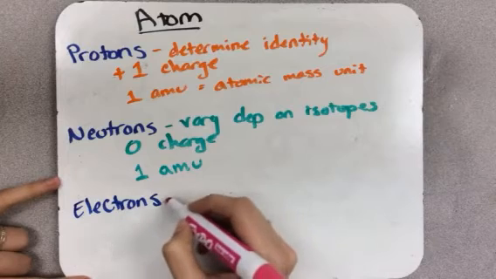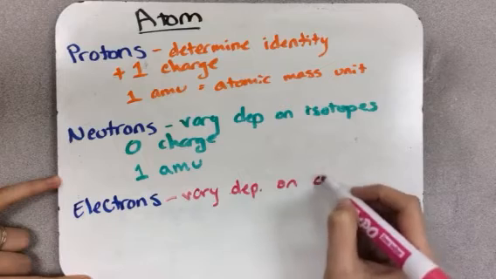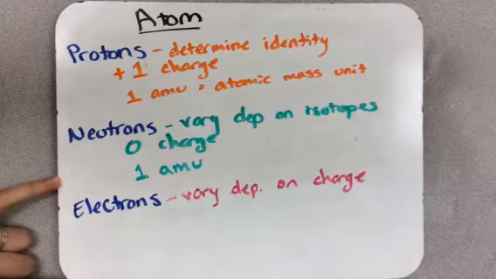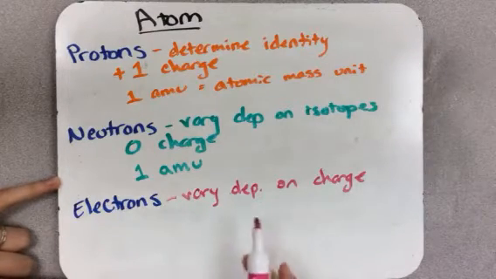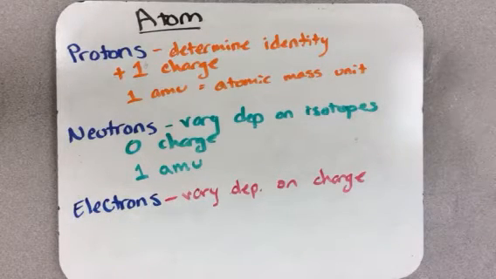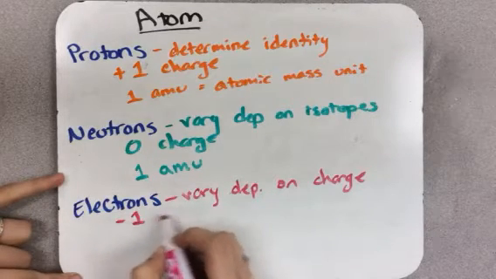Electrons, they can vary depending on charge. And we'll look at that in more detail later when we start going through chemical reactions and equations and looking at compounds as well. But that is essentially what will change in an atom when you have different numbers of electrons: the charge, whether you have a positive atom, which is called a cation, or a negative atom, which is called an anion. Electrons have a -1 charge.